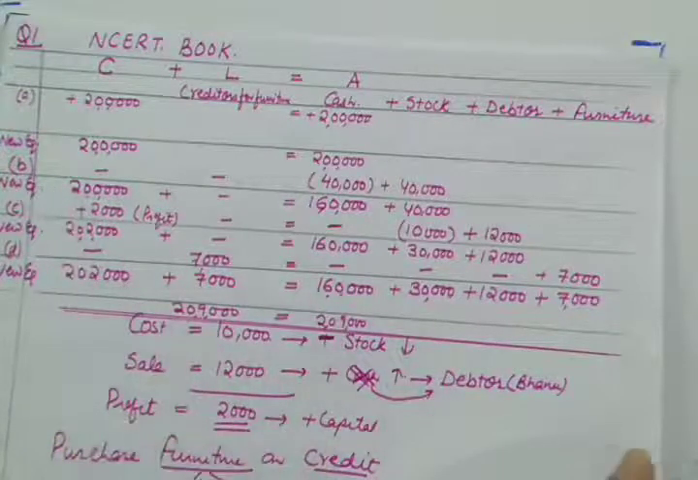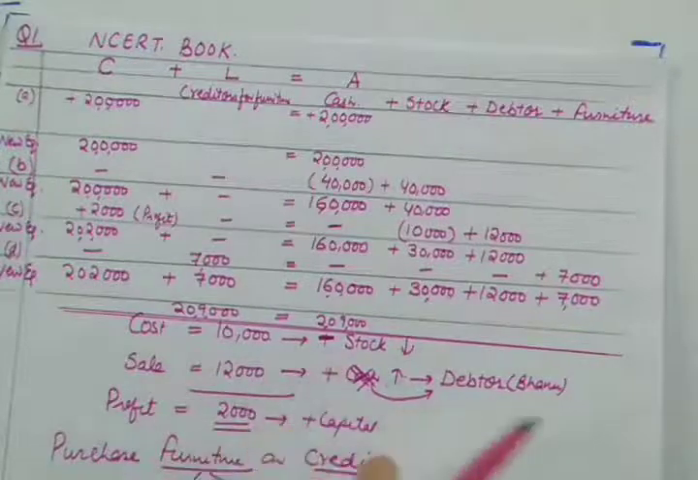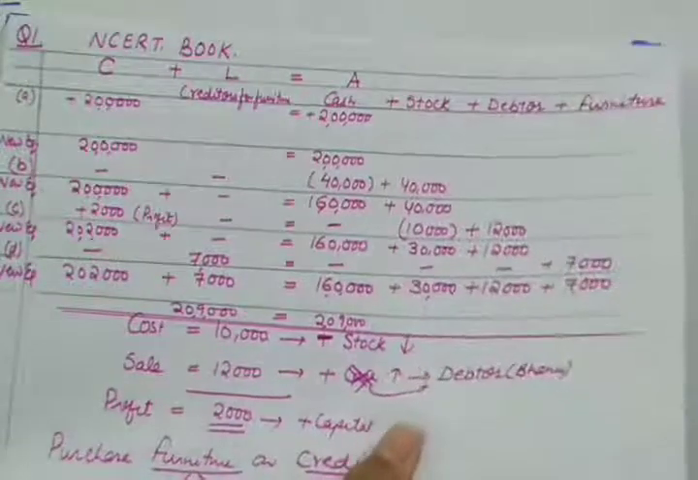So let us do the next question, and the total must be equal. Total of both sides are equal. Now let us do question number 2.